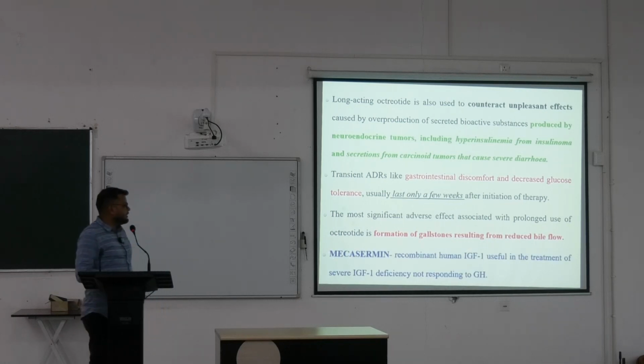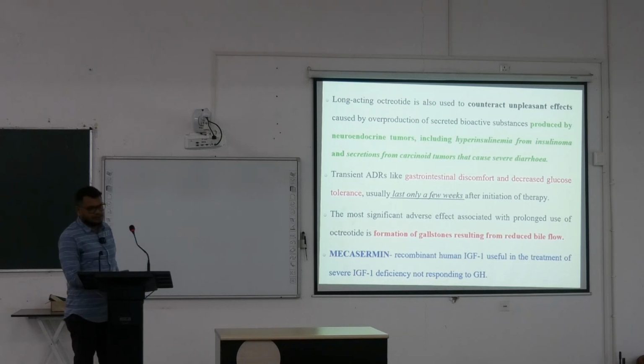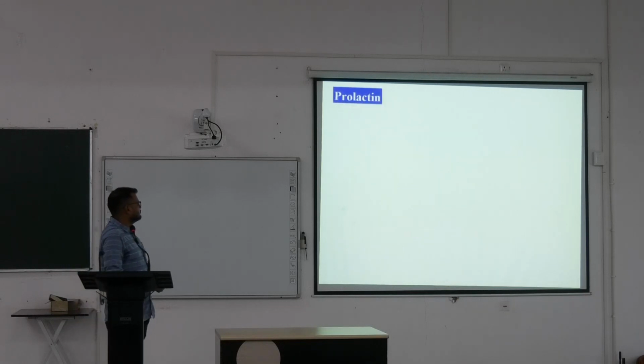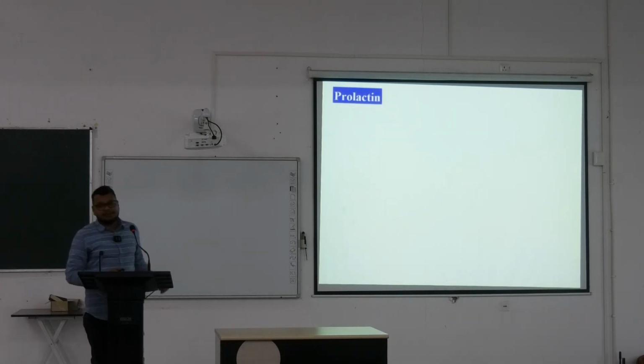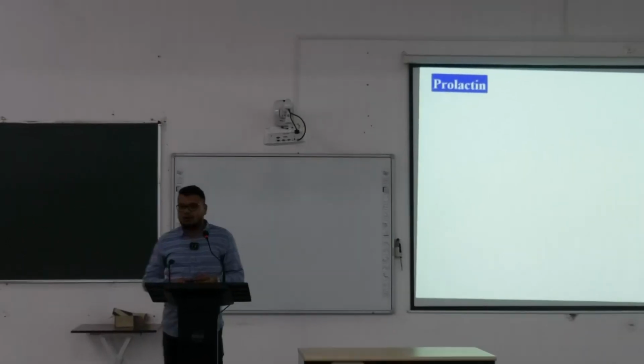Mecasermin is a recombinant human, এটা MCQ. Recombinant human IGF-1 useful in the treatment of severe IGF-1 deficiency not responding to growth hormone. Okay? তাহলে এটা এই চ্যাপ্টার থেকে পড়ার মতন জিনিস হচ্ছে ফর এক্সাম দ্যাট ইজ octreotide. Okay? Octreotide.